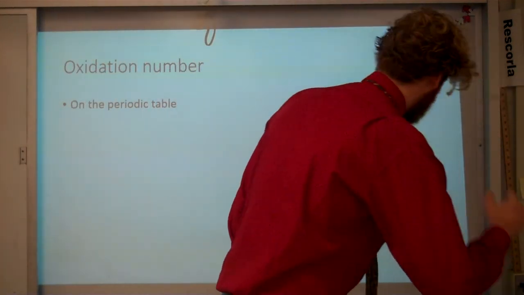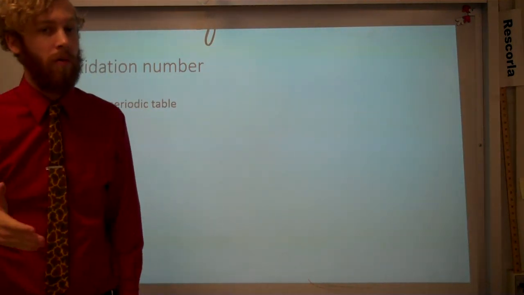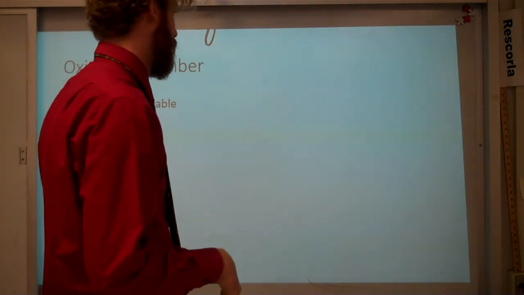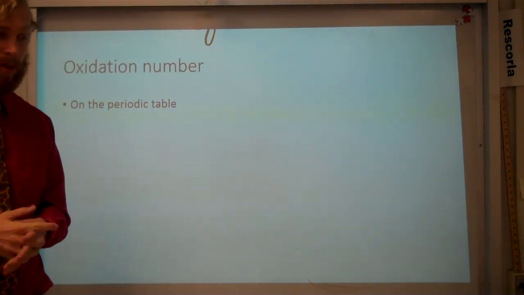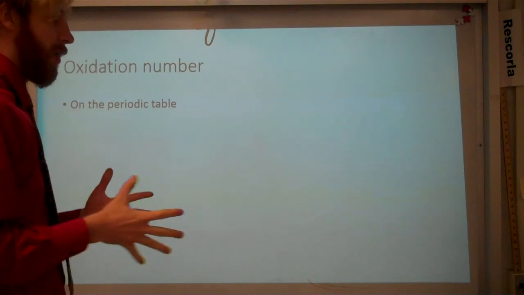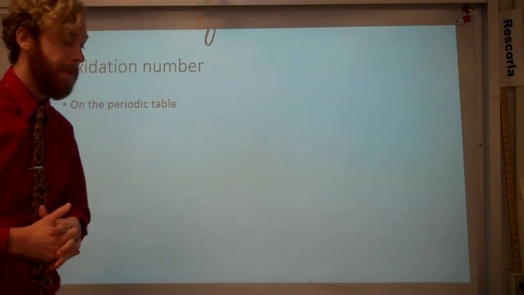So the first thing I have to talk about is oxidation number. For right now, I am giving you the oxidation number. It's on the periodic table. Later we're going to talk about what these numbers are and how we get these numbers. But for right now, just look at the table.